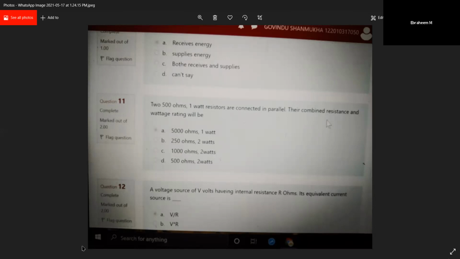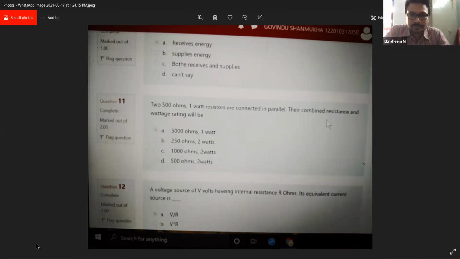All right, tell me. So total resistance 250. 500 parallel 500, resistance becomes a half, right? So it is 250 ohms. So 250 ohms is there in B option, right?